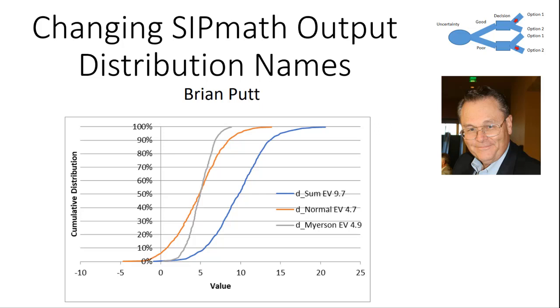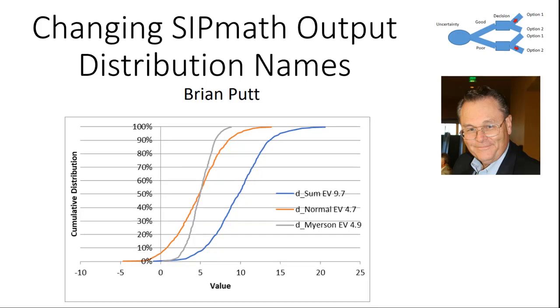This is Brian Putt. This video is about changing a SIPmath output distribution name. Oftentimes, you'll be developing a model and you'll assign a name to a distribution and later on want to change it. But you don't want to go through the process of having to update all the graphs or anything else that may reference that particular distribution.